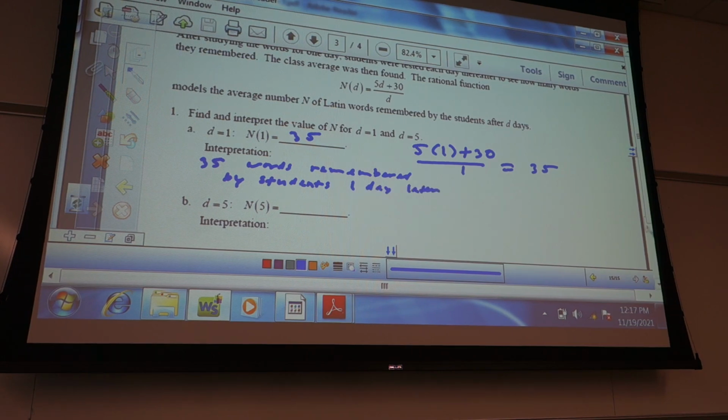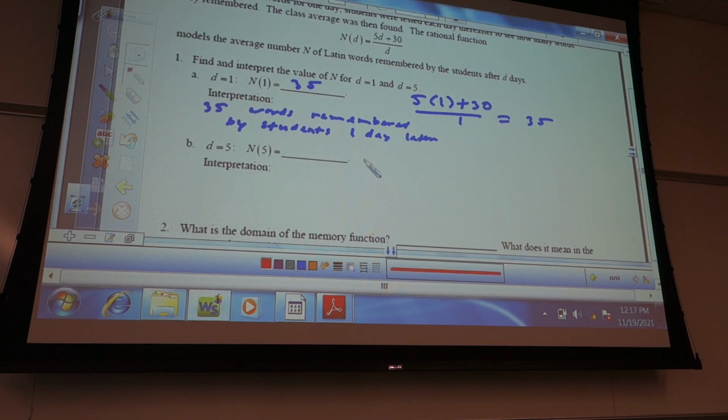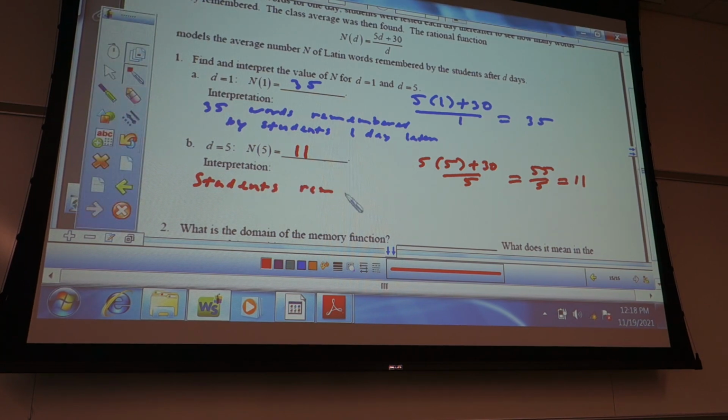And then the next one, Natalia, what did you get for the next one? 11. Let's see, 5 times 5 plus 30 over 5. So that ends up being 55 over 5, 11. And what was your interpretation? Students remember 11 words after 5 days. What did you say? After 5 days. After 5 days.